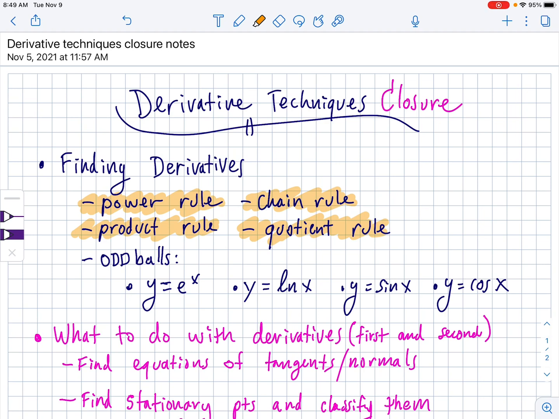Some oddball functions that we did talk about how to find the derivative of are e to the x, natural log of x, sine of x, and cosine of x. E to the x is just e to the x, natural log of x is 1 over x, sine of x is cosine of x, and cosine is negative sine.